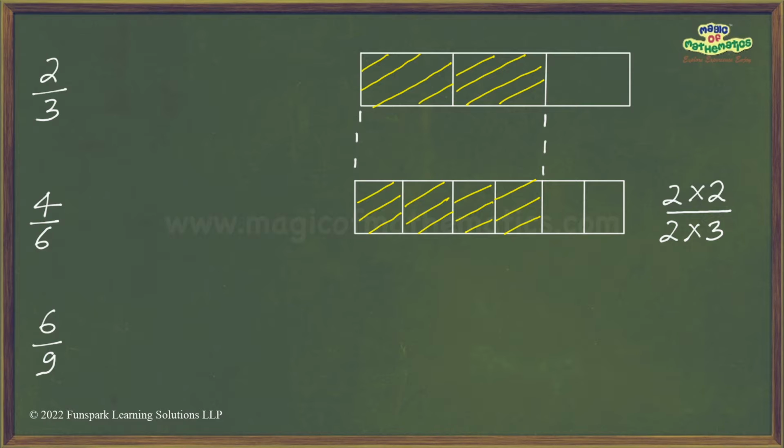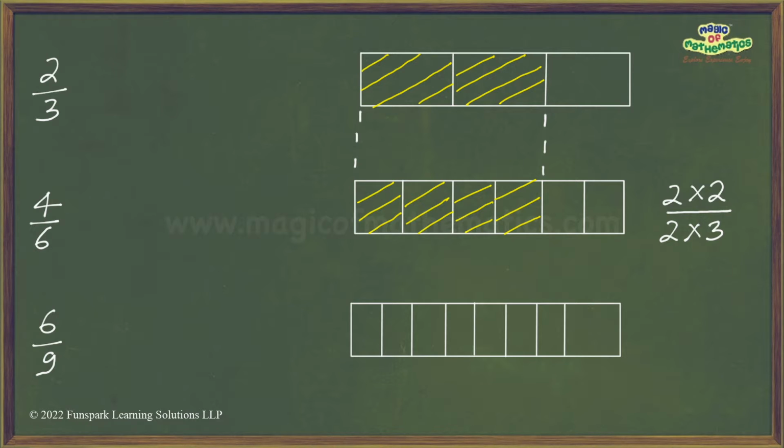For representing 6 over 9, I need to take a whole and divide it into 9 equal parts. I'll achieve this by first dividing the whole into 3 equal parts, as in the case of 2 over 3, and then dividing each of the 3 parts into 3 equal parts, ending up with a total of 3 times 3, that is 9 equal parts. I need to shade 6 of these parts. Six is the same as 3 times 2.